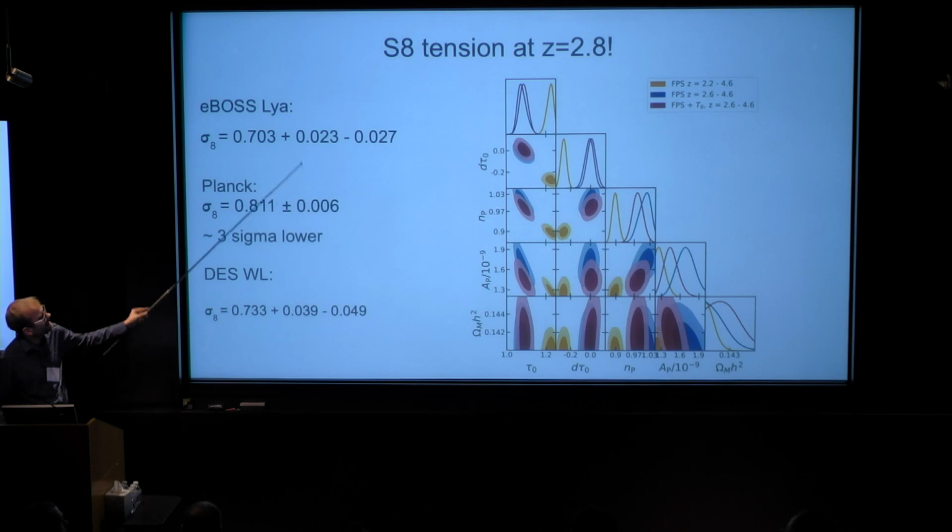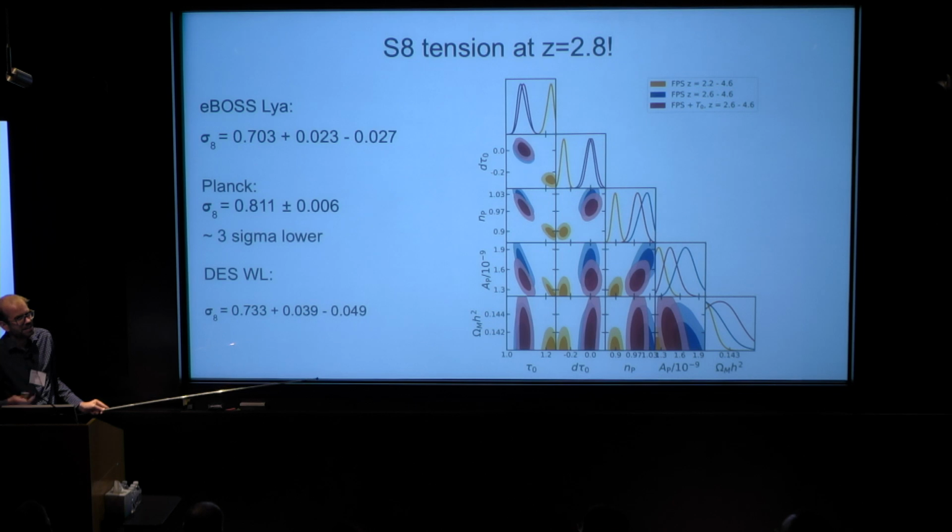This is an S8 tension at redshift 2.8. The interesting thing about this is that, as I argued, it's more difficult to make an AGN feedback explanation for this at redshift 2.8, right? It's harder to get the black holes to move the gas around enough at redshift 2.8. So if this persists in more data and becomes statistically more significant, this argues a little bit that it's actually cosmological, which I think is quite interesting.